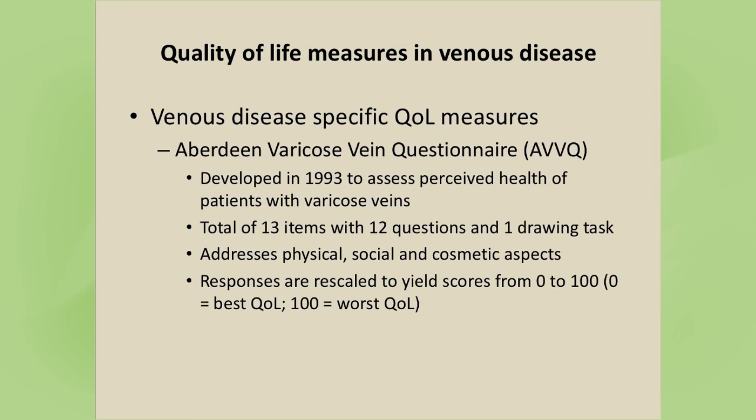The Aberdeen Varicose Vein Questionnaire, developed in '93 to assess perceived health of patients with varicose veins. It's got a total of 13 items with 12 questions and 1 drawing task. It addresses the physical, social, and cosmetic aspects. The responses are rescaled to yield scores from 0 to 100, and 0 is the best quality of life and 100 is the worst. Now you'll notice that depending on the instrument, 0 and 100 could mean very different things. So they're not all uniform, and so that's important to keep in mind when evaluating studies that have used different instruments.